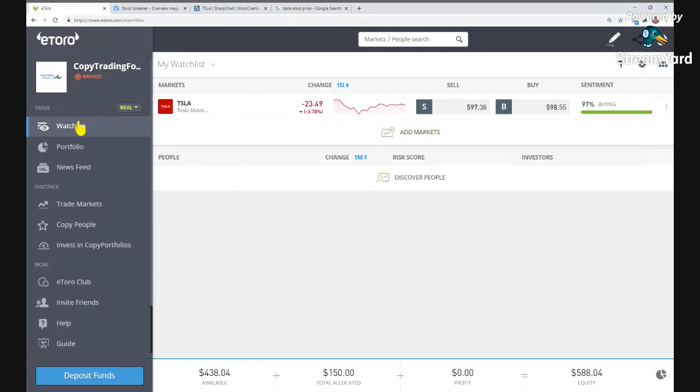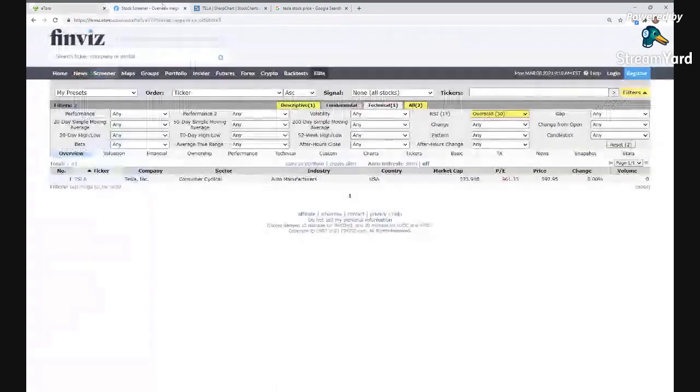So when I come to my watch list here, I can check the prices, I can check where it's going, how many people are buying, etc. And it's easy to manage. Okay, so I added Tesla there. It was already there, so I just left it. So I'm going to go look for another stock today.